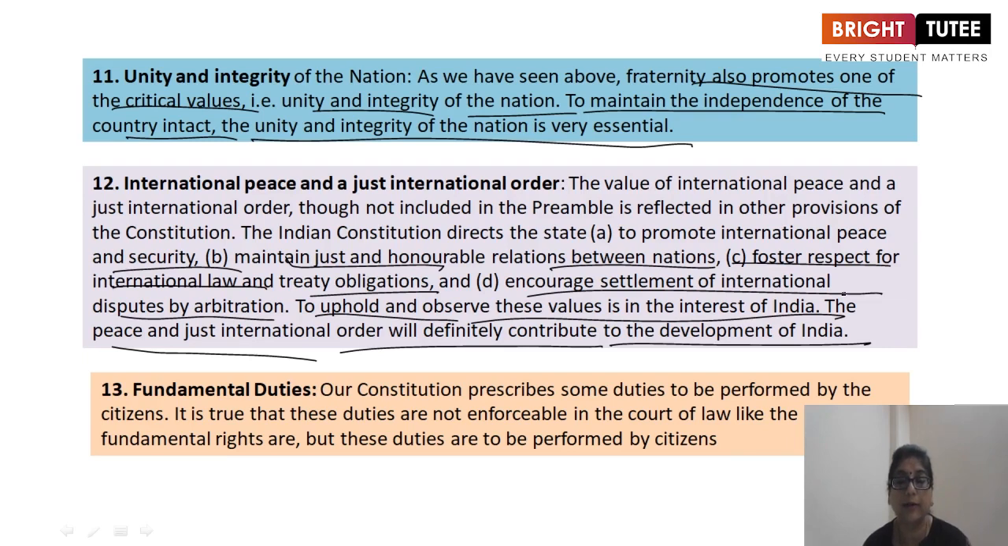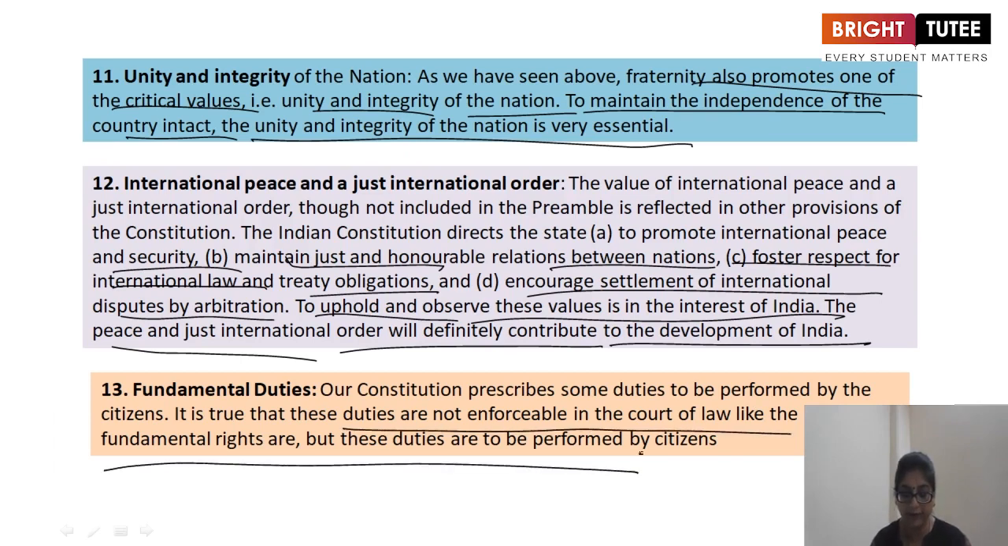And the fundamental duties. Our constitution prescribes some fundamental duties also to be performed by the citizens, as we have got the fundamental rights. So on the parallel side, we have a few duties also. It is true that these duties are not enforceable in a court of law like the fundamental rights are, but these duties are to be performed by the citizens.